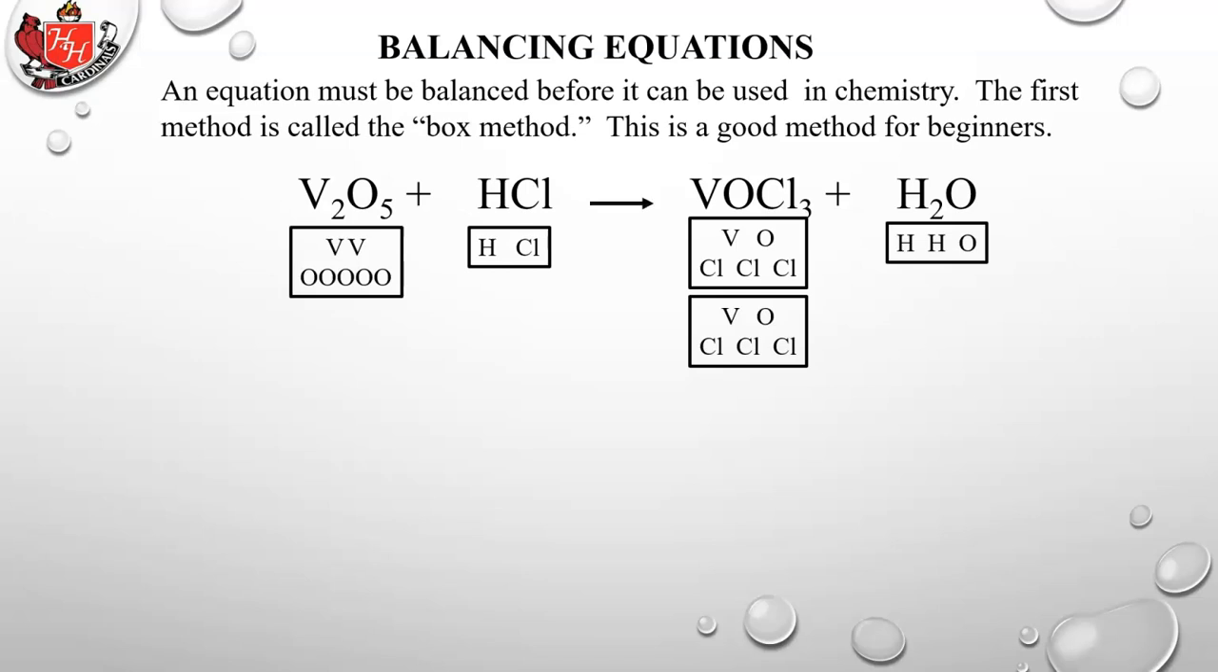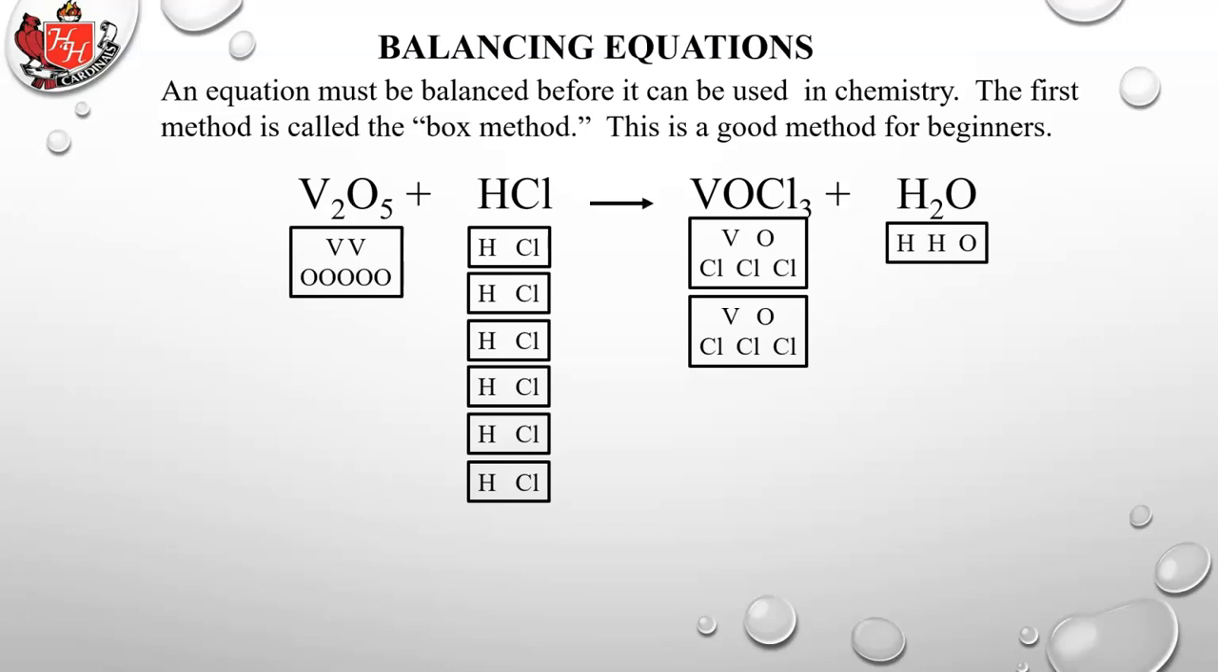So next we're going to balance the Cl's. You notice now we have 6 Cl's on the right side of the arrow and 1 on the left. So we're going to add 6 boxes on the left to balance the Cl's. So there's 1, 2, 3, 4, 5, so there's 6 total on the left side. So now the chlorines are in balance, 6 and 6. The vanadiums are still in balance.